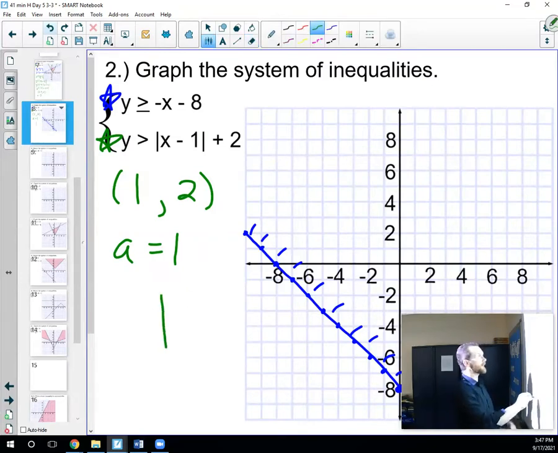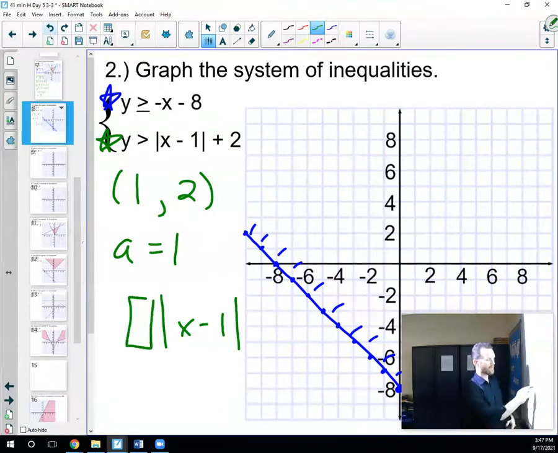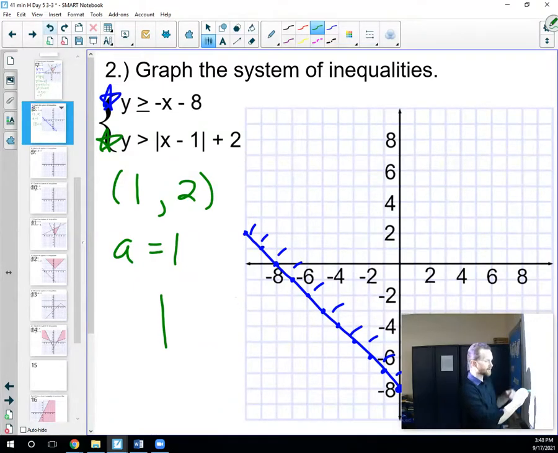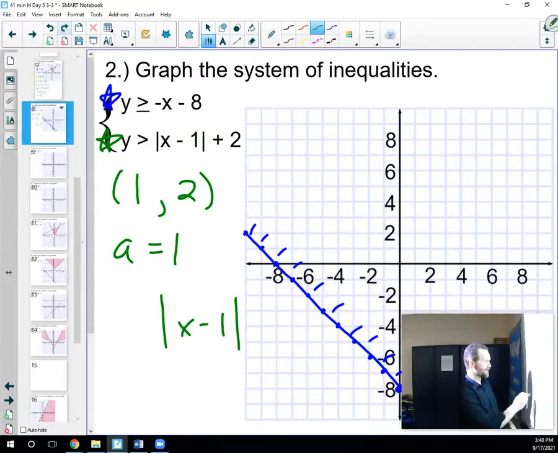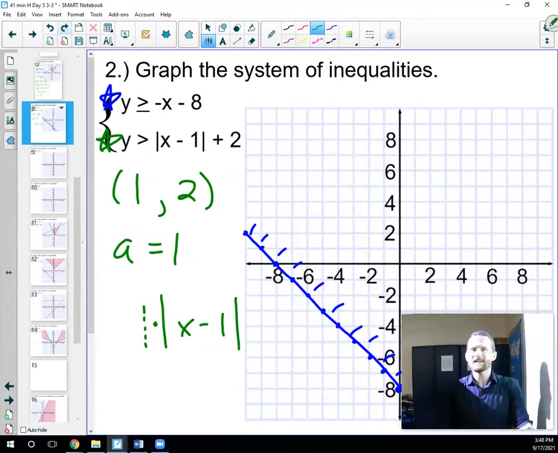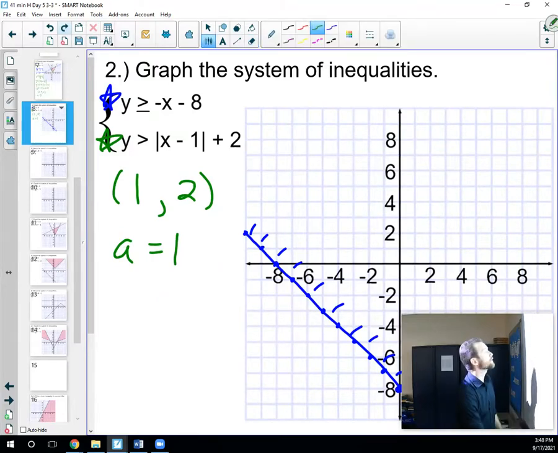Similarly, if we have the absolute value of x minus 1, what number is in front of that absolute value? We can put an invisible 1 in front, because 1 times whatever that absolute value is, multiplying by 1 isn't going to change it. So we're not going to write that every time. We just have to know it's there. So the a value is 1, and we could put 1 over 1.